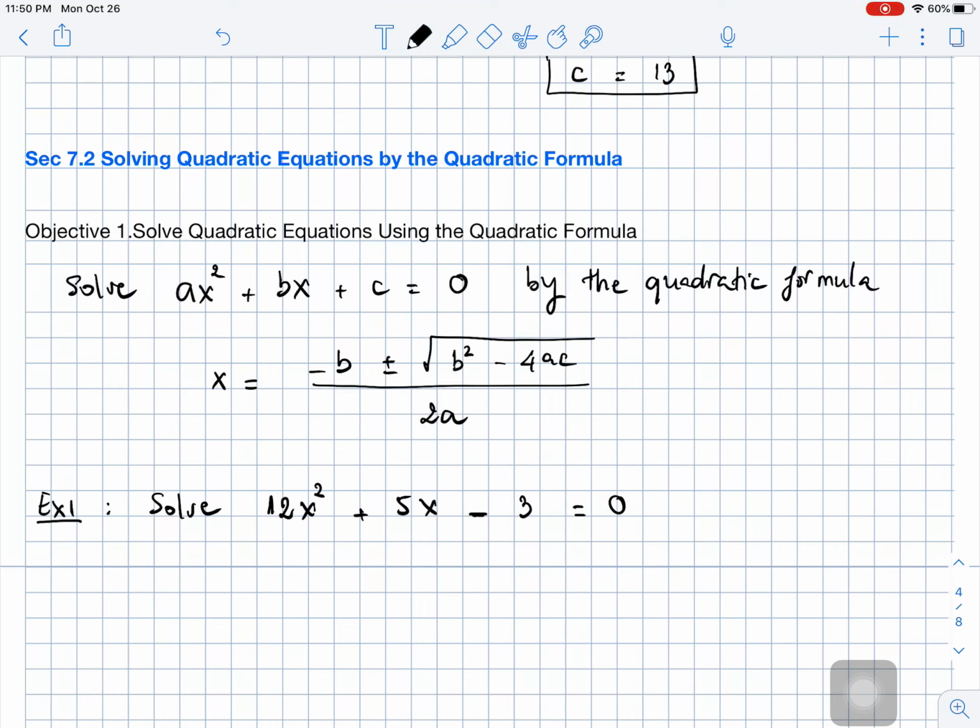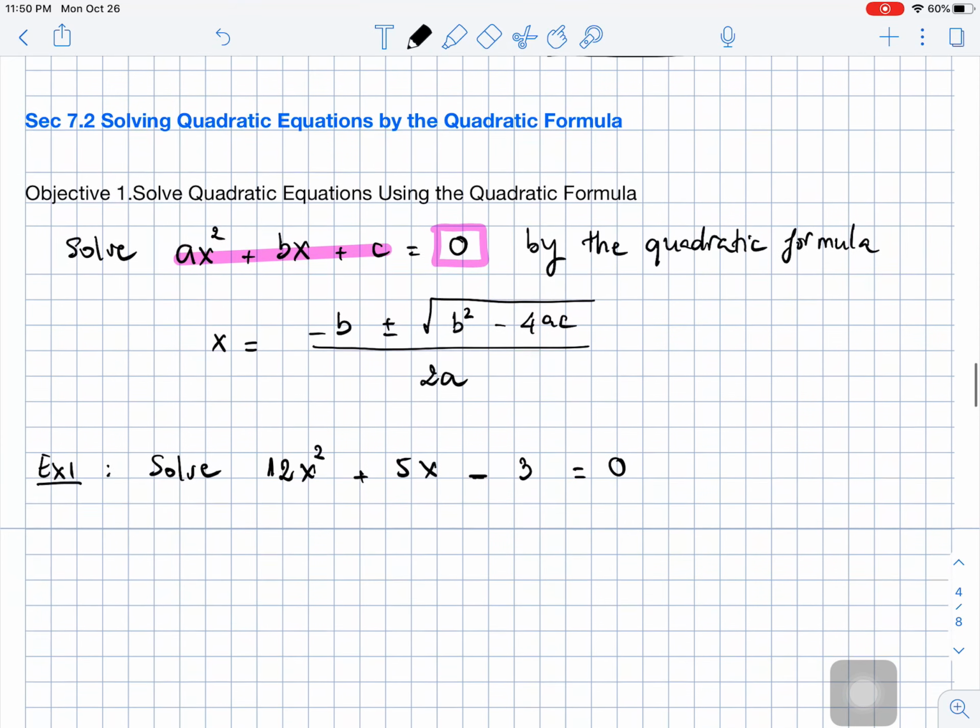In the book, they show the work of completing the square, and at the end they got the answer for x. We call this the quadratic formula: x equals negative b plus or minus the square root of b squared minus 4ac, divided by 2a. So we will use the quadratic formula to solve quadratic equations.